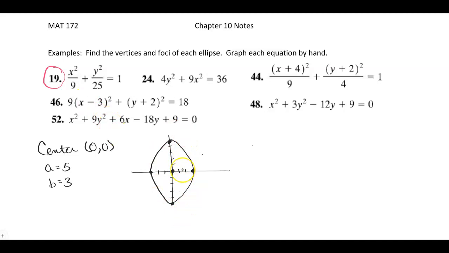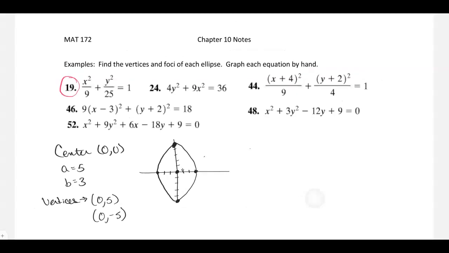So from here, it's really easy to see what the vertices are going to be. I love drawing pictures because it makes it so much easier to see it. So our vertex is going to be here, and that's going to be at 0, 5. And it's going to be here, which is going to be at 0, negative 5. And then to find the foci, we've got to know something about C.